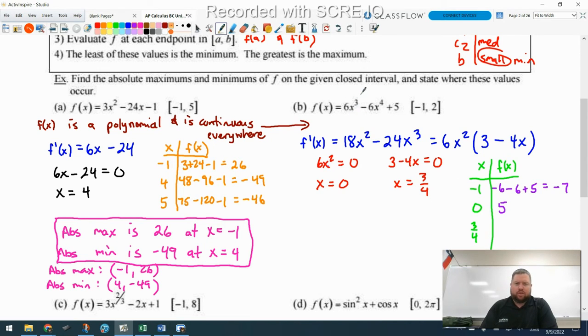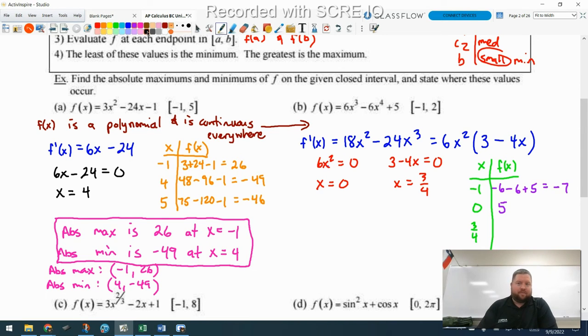All right, plug in 2. 2 cubed is 8, times 6 is 48. 2 to the 4th power is 16, times 6 is 96. So minus 96, and then plus 5. 48 minus 96, we have that same one over here, that's interesting. Negative 48, plus 5 is negative 43.